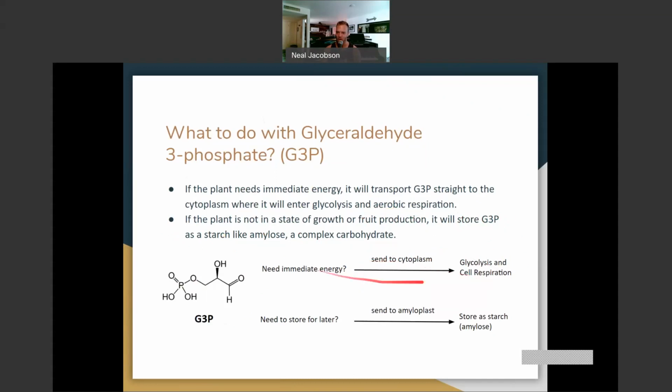So if you need energy, you send it to the cytoplasm for glycolysis and cell respiration. If you need to store that energy for later, you can send it out to the amyloplast and it'll turn it into a starch and store it. Or it might turn it into part of the cell wall, like a cellulose structure. Okay, and that is it for photosynthesis.